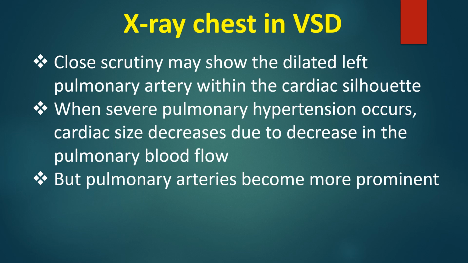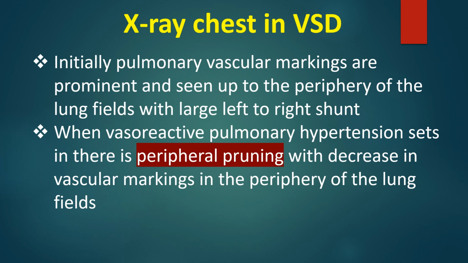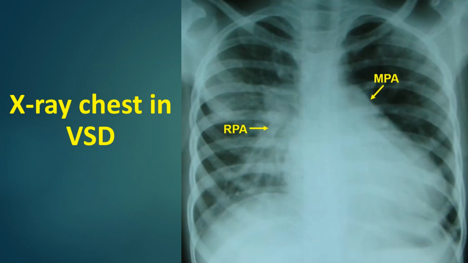When severe pulmonary hypertension occurs, cardiac size decreases due to decrease in the pulmonary blood flow, but pulmonary arteries become more prominent. Initially, pulmonary vascular markings are prominent and seen up to the periphery of the lung fields with large left-right shunt. When vasoreactive pulmonary hypertension sets in, there is peripheral pruning with decrease in vascular markings in the periphery of the lung fields.